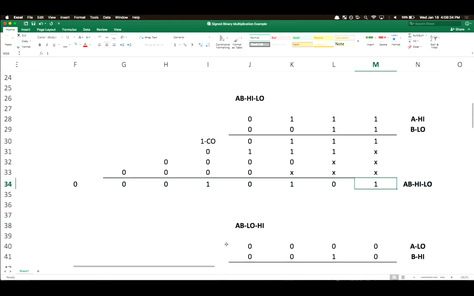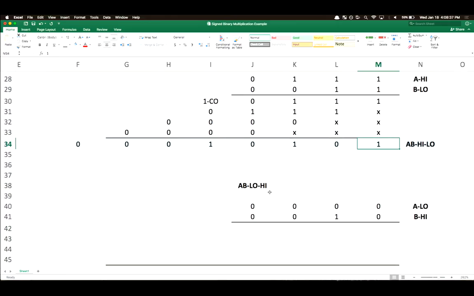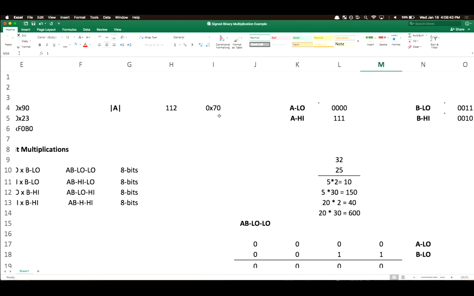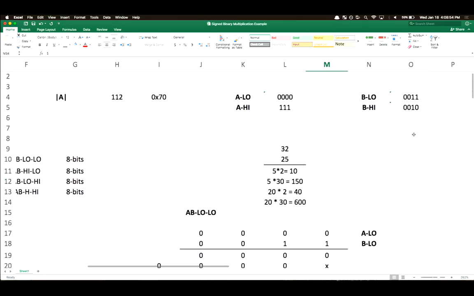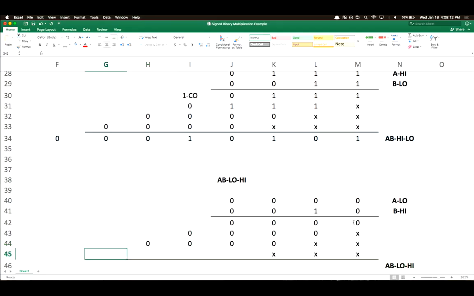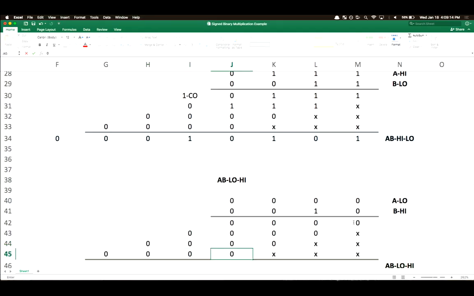So now you want to do AB low-high, so it's A low times B high. If we go look at this, in the least significant bits we have a hex digit of 0 for the magnitude of A, and then for B high, we had 0, 0, 1, 0. Since these are all zeros, it's going to be zeros. Add all those up.